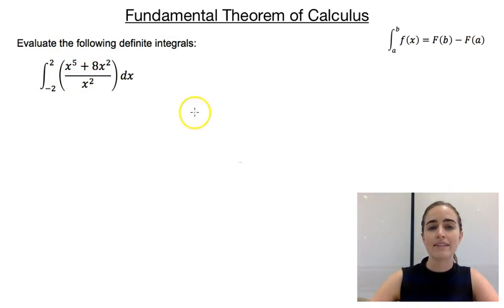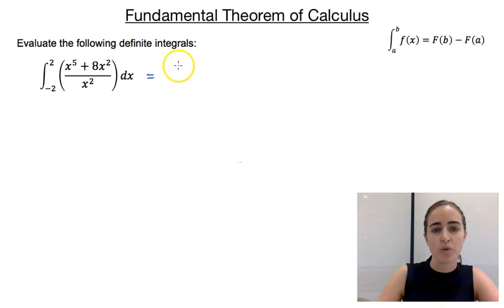Our next example has the integral from minus 2 to 2 of x to the 5 plus 8x squared all over x squared with respect to x. So this is looking like a bit of a mess right now, but what we can do if we get a question like this is that we can split it into different fractions. So splitting it to x to the power of 5 over x squared plus 8x squared over x squared. So instead of writing it as one whole big fraction, we're going to split it into smaller ones.